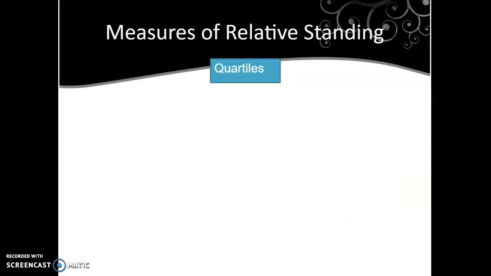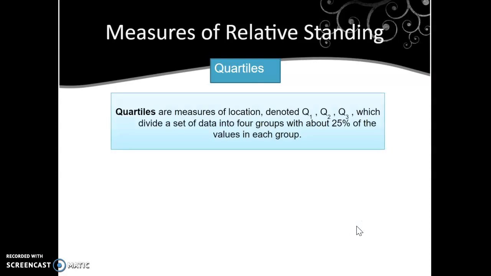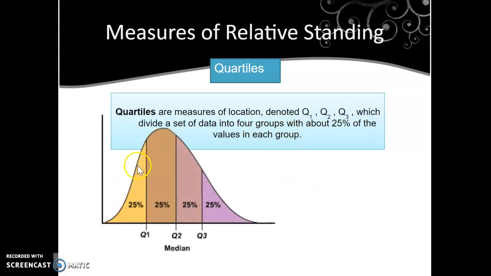Okay, let's talk about quartiles. Quartiles are really just specific percentiles. We call them Q1, Q2, Q3, and they divide the set of data into 4 groups of 25% of values in each group. So if you're looking at a graphical representation of the data, the first quartile is the smallest, so the minimum, up to P25, up to the 25th percentile.